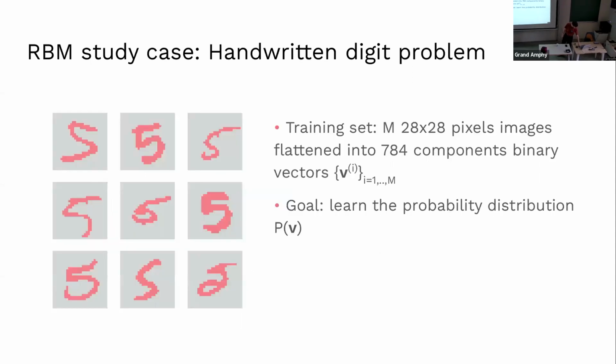Now I will go into this study case, which I took in my master's study. So this is the famous digit dataset where you have 28 by 28 pixels. You can flatten them into a binary vector, a set of binary vectors V. And for the purpose of this demonstration, I only take the digit 5. It's more relevant for the following.